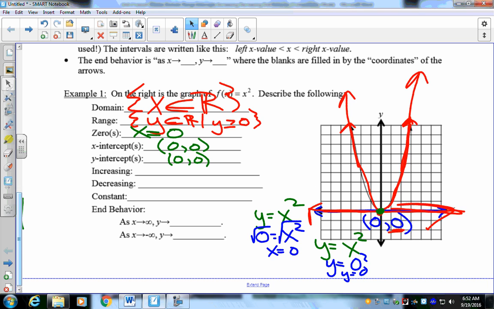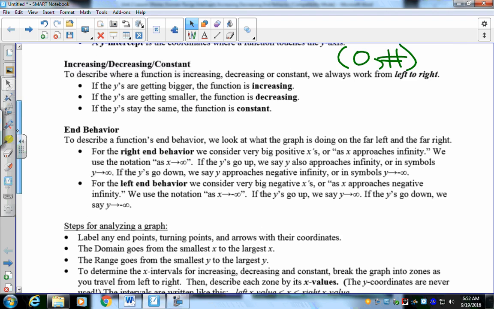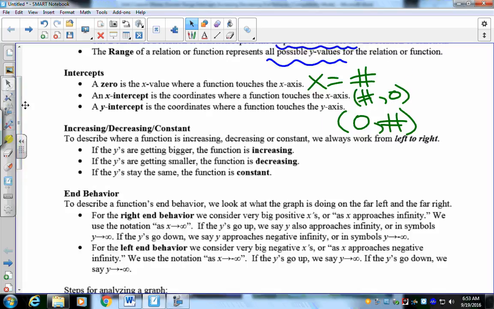All right, the next two concepts are probably going to be new for you. We've got increasing, decreasing, and constant, and then end behavior. First, increasing, decreasing, constant. What we're doing is finding out for which chunks of the graph the graph is increasing, for which chunks it is decreasing, and for which chunks it is constant. Key phrase here, we're always working from left to right. Just like when you're reading a book, your eyes are scanning left to right.